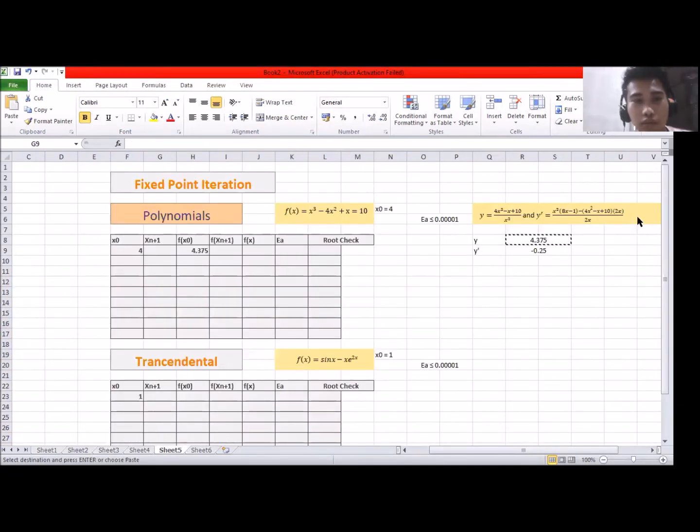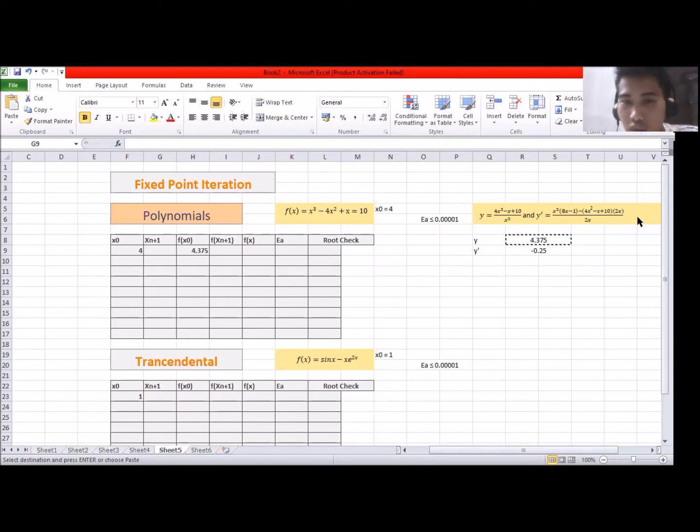So again, fixed point iteration. Fixed point iteration is unlike the other formulas that use triangles. Fixed point iteration is used to get the x from the function itself. For example, fixed point iteration can be used by both polynomials and transcendental functions. So let's move on to polynomials.